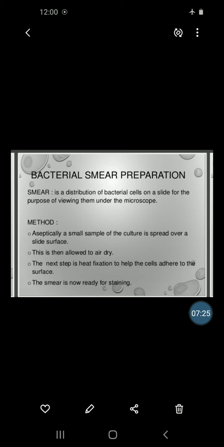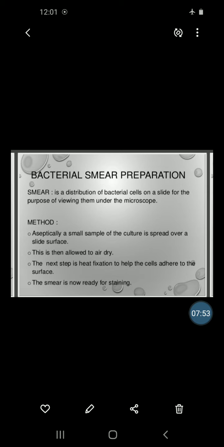First, aseptically, a small sample of culture is spread over the glass slide. Aseptically means maintaining the aseptic condition. If you are preparing the smear, there is a need to maintain the aseptic condition. At laboratory level, this procedure is carried out in between two burners.